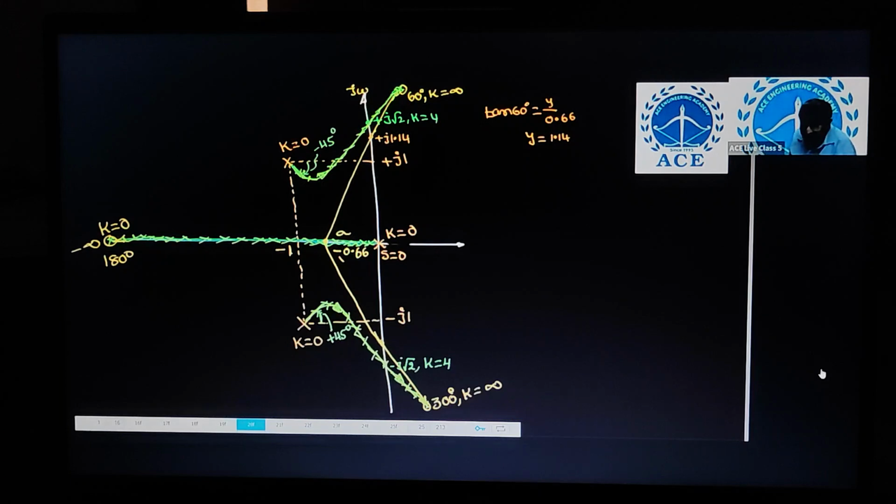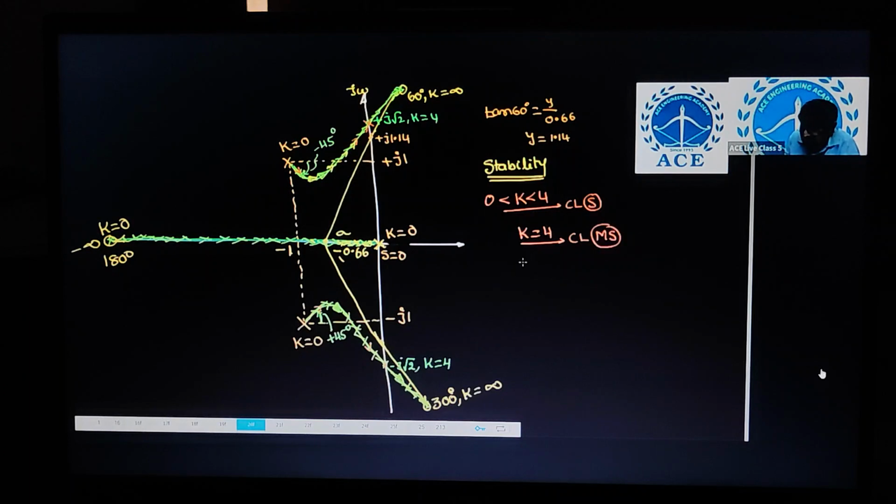When is it stable? What is the range of K value for stability? 0 to 4. See here, K is 0, so K equal to 0 means not stable. As K slightly increases, this pole goes to the left, so no need to think of this pole. But these two poles are moving right, so we need to think of these. When moving right, it comes to the imaginary axis at K equal to 4. That means K greater than 0 and less than 4, the closed loop system is stable. K equal to 4, poles come to the imaginary axis, and the closed loop system is marginally stable.